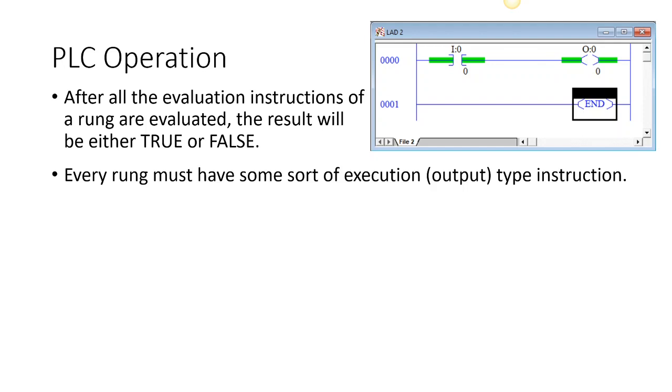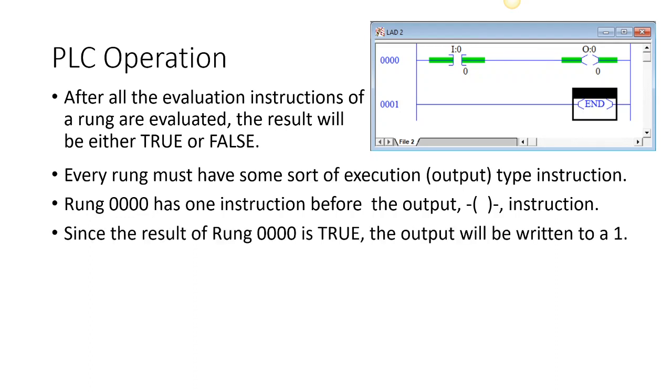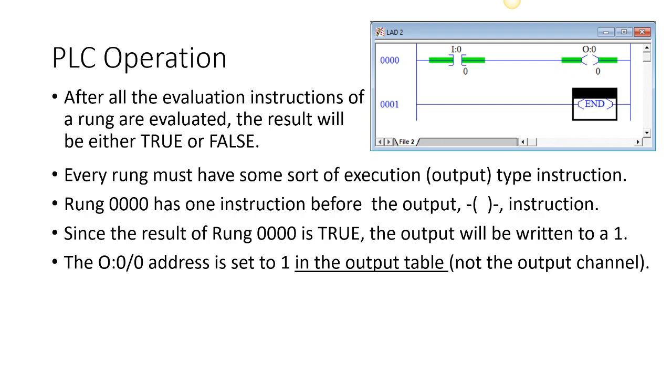Now we're going to learn this more in the future, but the output could either be just internal, something that we're storing away, a decision for a later decision to be made, or we could actually be writing to the output. But either way, we're going to use an output instruction for that. The rung 000 has one instruction before its output instruction, and since that instruction is evaluating to true, the output in the output table will be written to a 1.